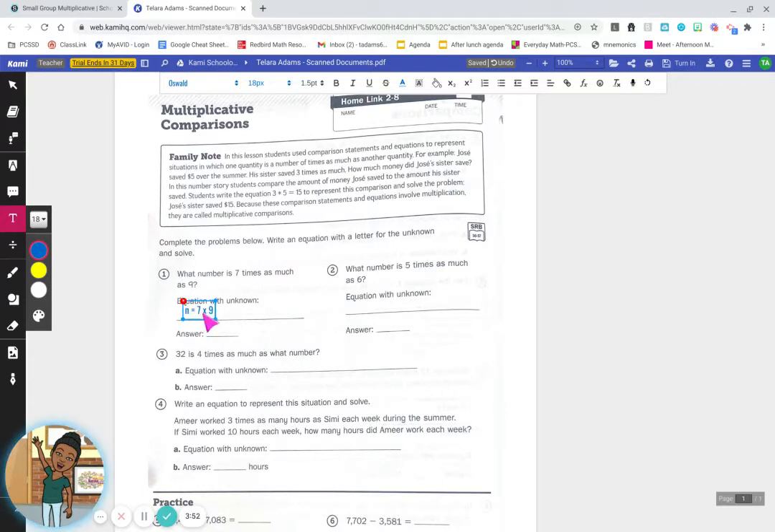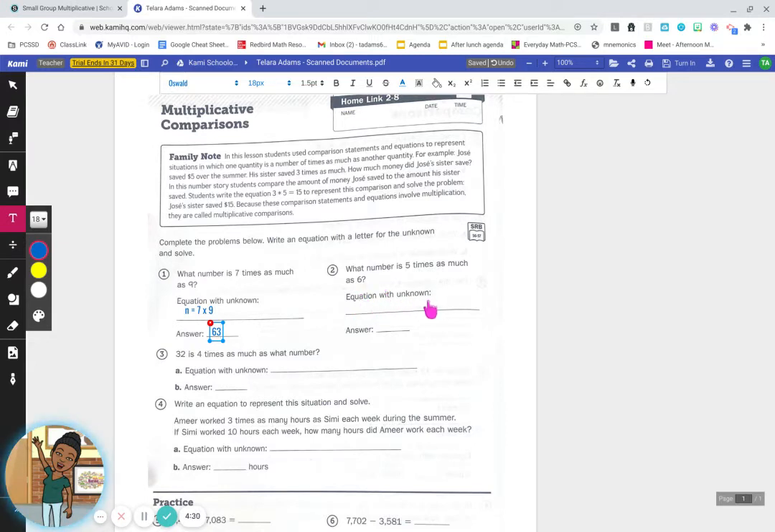7 times 9. And in the last line, that's when I will put my answer. So the first line is only my equation with the unknown. The unknown is any letter that you like for now. The answer goes here at the bottom, and we know that 7 times 9 is 63. If you don't know, no worries. Use your multiplication chart. Think of 7 groups with 9.